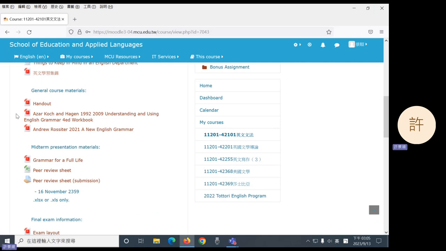So this next one is, if you need more practice questions to practice your grammar, this entire book is full of questions. It doesn't have answers. So if you practice using these questions and you're not sure about the answer, come to me and I will tell you whether it's right or wrong.